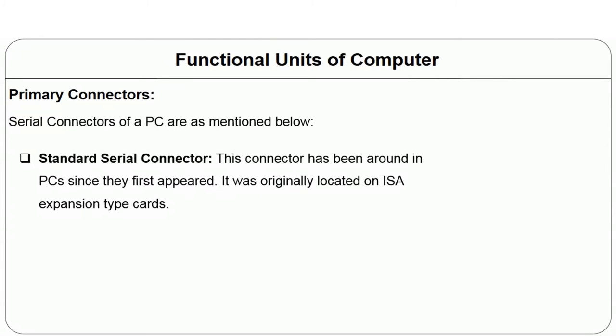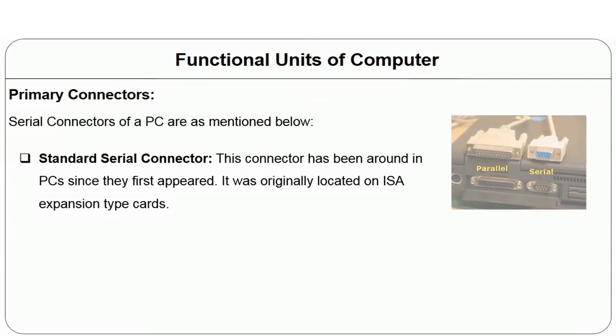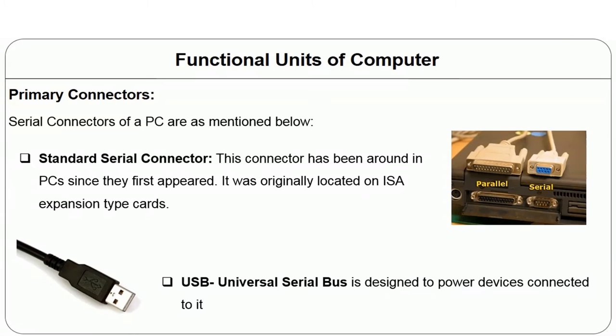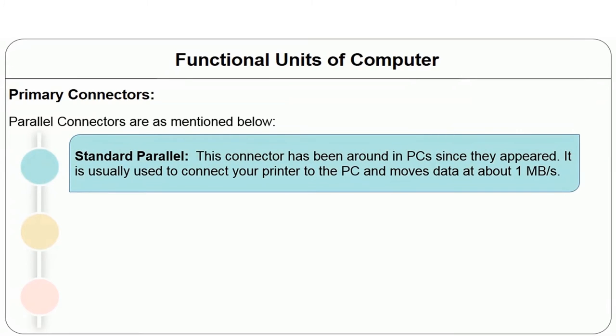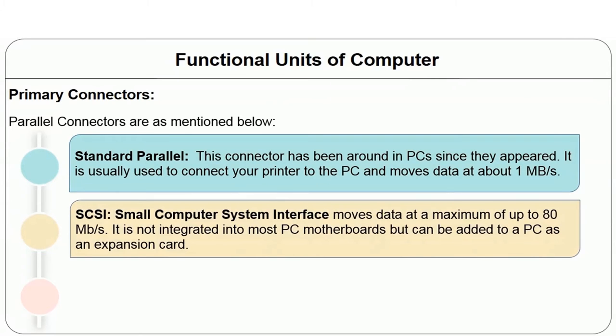This connector has been around in PCs since they first appeared. It was originally located on ISA expansion type cards. USB, universal serial bus, is designed to power devices connected to it. Parallel connectors are standard parallel. This connector has been around in PCs since they appeared. It is used to connect your printer to the PC and moves data at about 1 MB. SCSI, that is small computer system interface, moves data at a maximum of up to 80 MB. It is not integrated into most PC motherboards but can be added to a PC as an expansion card.